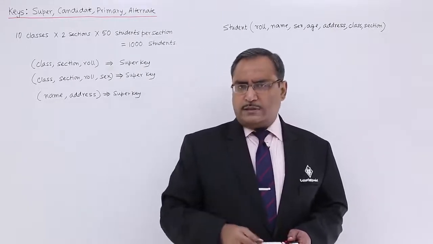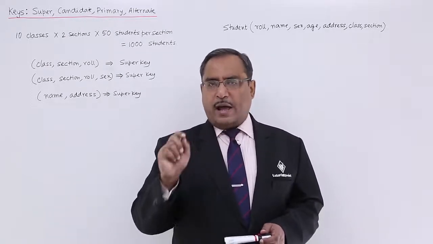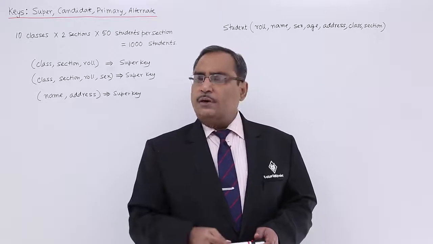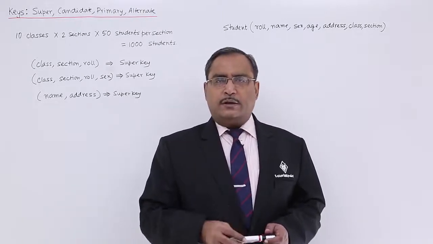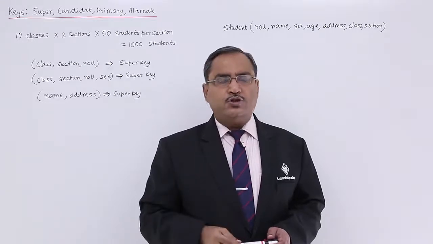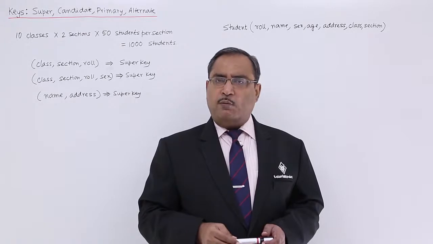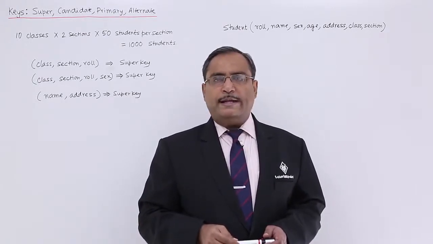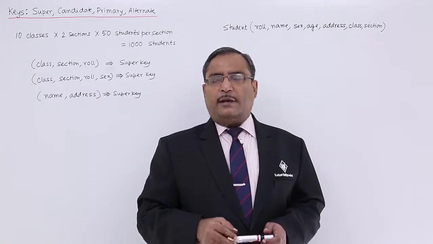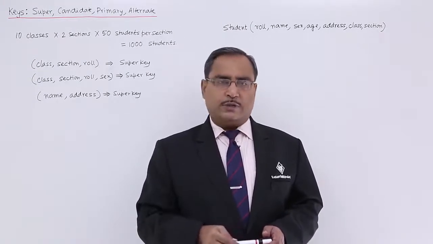In this particular session, we are discussing only the super key, candidate key, primary key, and alternate key. We will start with the super key first. A super key is a combination of one or more attributes with the help of which we can uniquely identify a particular entity from the entity set, and that is known as a super key.